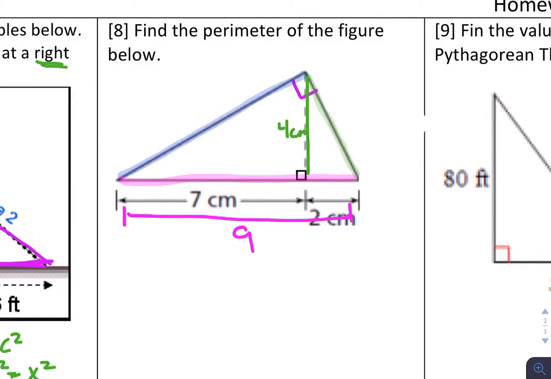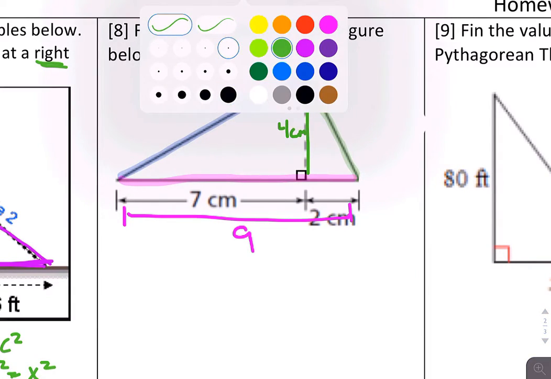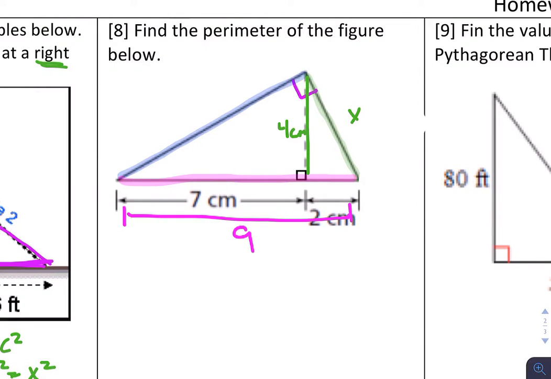And so we don't actually have a value for the green yet, but I think using Pythagorean theorem we can find it. And the blue, well, we're just going to do the same type of thing. And so let's find green first. And so I'm going to label this x, just so we're on the same page of what we're trying to find.